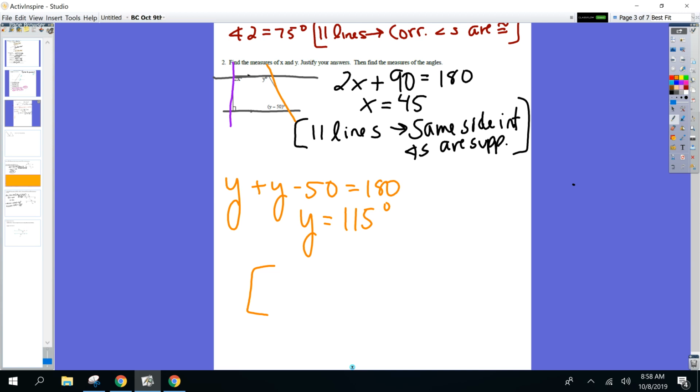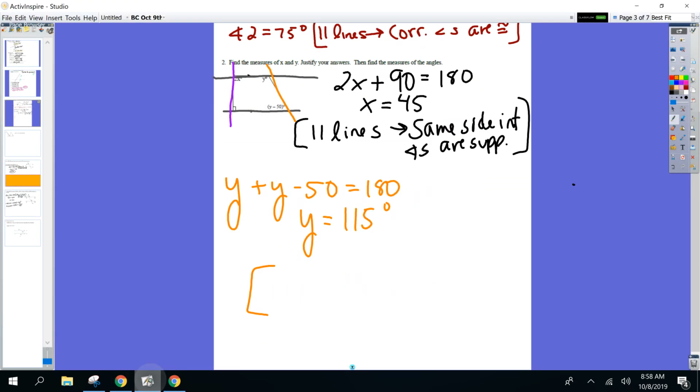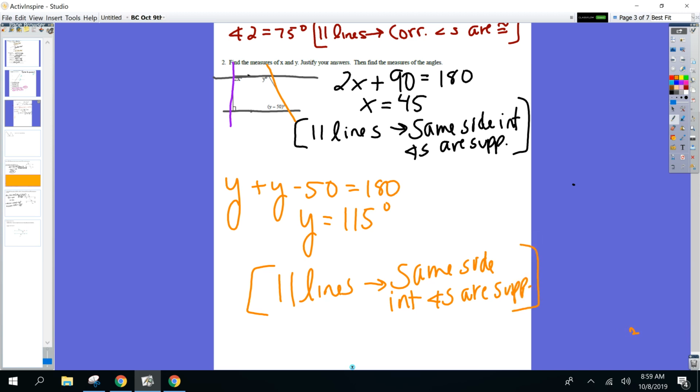What's my justification here? Why did you set them equal to 180? What was I given at the beginning? Parallel lines. If I have parallel lines, that implies that... What type of angles were these two? Same side interior. Are supplementary. And I just want to drive home the point from last unit. Whatever abbreviations I use are fair game for you as well on any test or quiz. Okay?